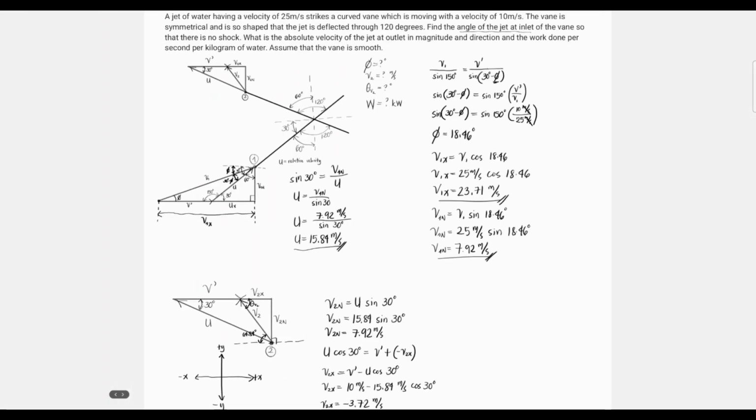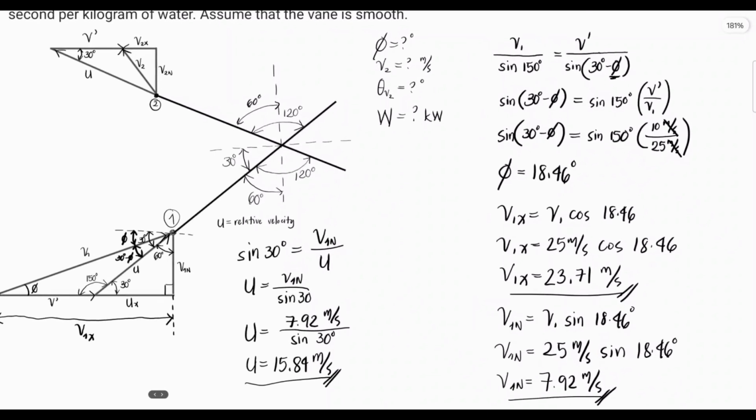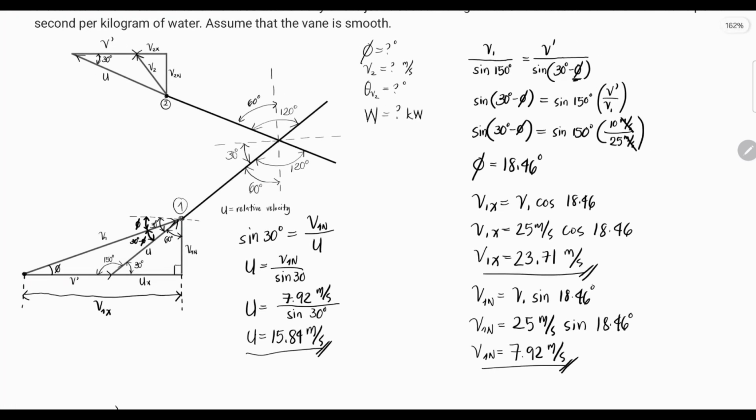Short recap lang sa mga ginawa natin. So, una ay nag-drawing tayo ng illustration. So, binigay na given is 120 degrees. Hinati natin sa gitna, 60 degrees. 60 degrees dito, 30 degrees dito. So, using this illustration, we solved for the angle ng jet of water at inlet.